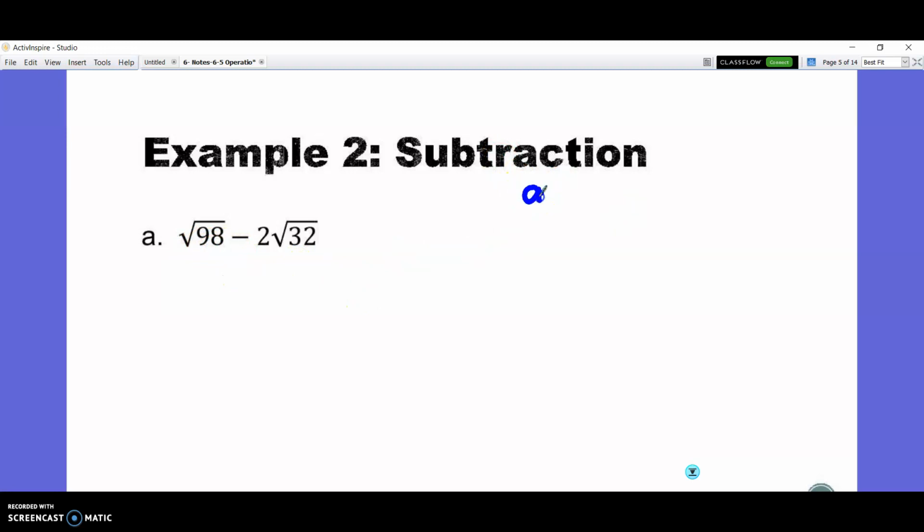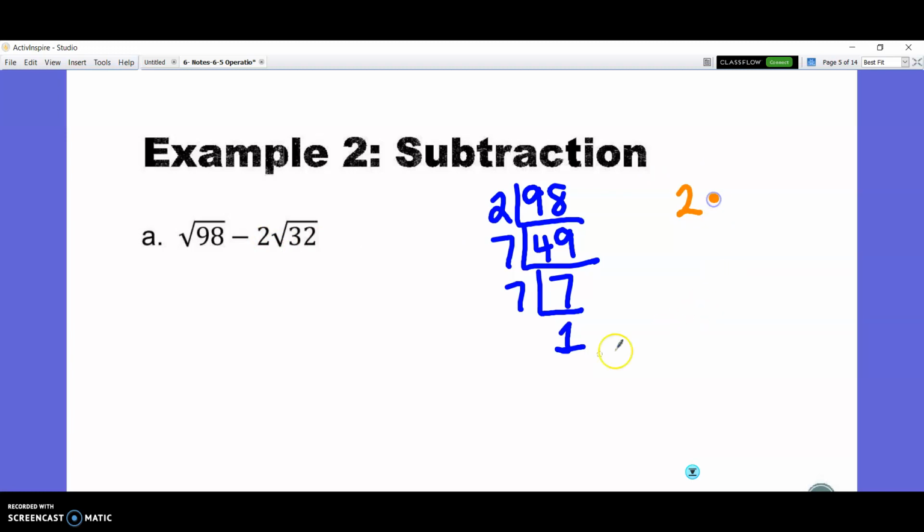But are these simplified? I think not. So we're going to simplify 98 like we have been doing. So we can divide 98 by 2 and get 49. 49 no longer divisible by 2. Move on to 3, not divisible by 3, not divisible by 5, divisible by 7. 7 times 7 is 49. And then 7 we can divide by 7 and get 1. Okay? Then we'll also do the same thing with 32. Now 32 has a 2 on the outside.